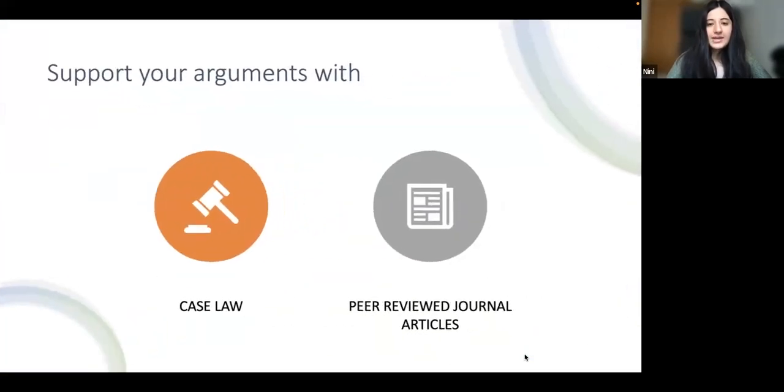Support your arguments with case law and peer-reviewed journal articles. If it's an exam, peer-reviewed journal articles will not be essential. But if you have them, it will be great.